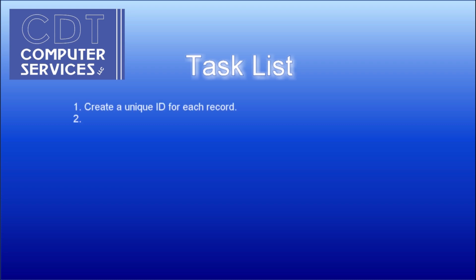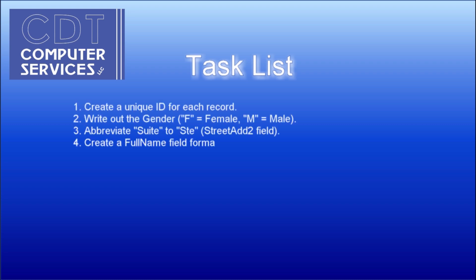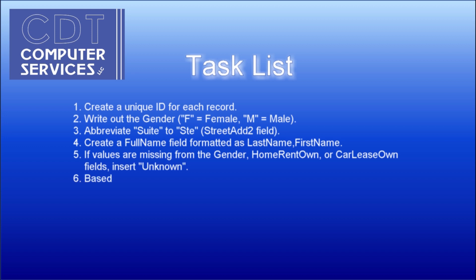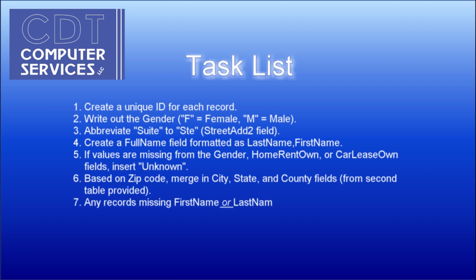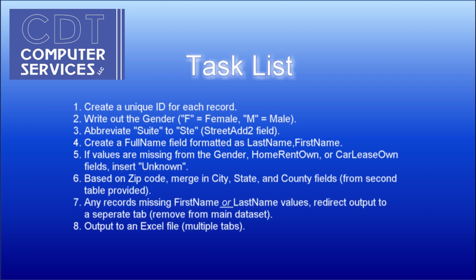Here is our task list sent to us by the client. Okay, let's go down the list briefly and look to see what we'll be doing. Number one, create a unique ID for each record. We can assume there are no fields that uniquely identify each record, and we'll need to make one.